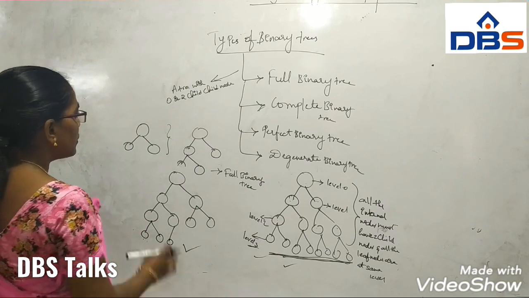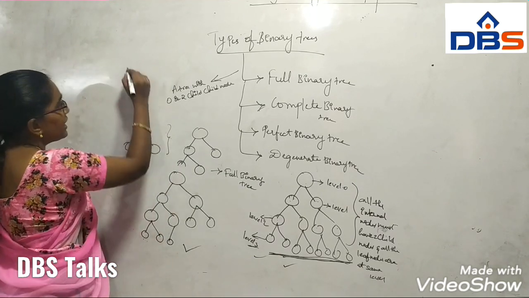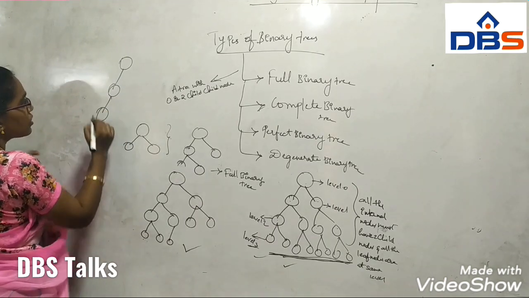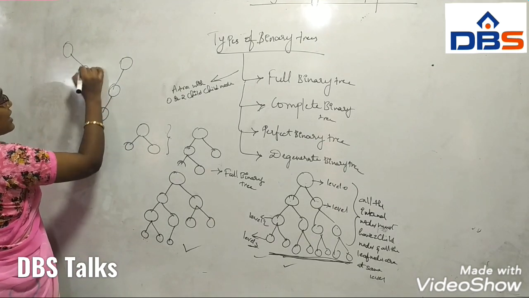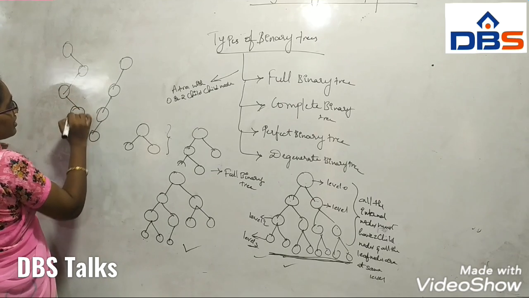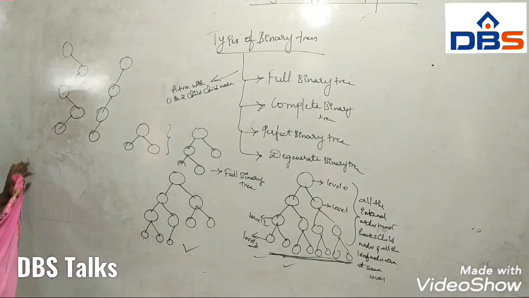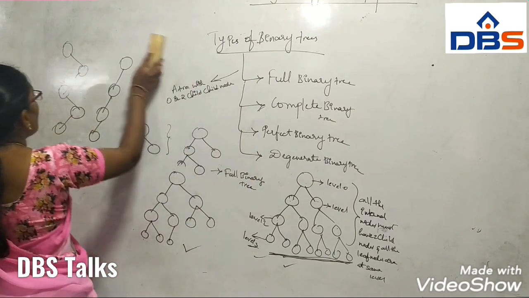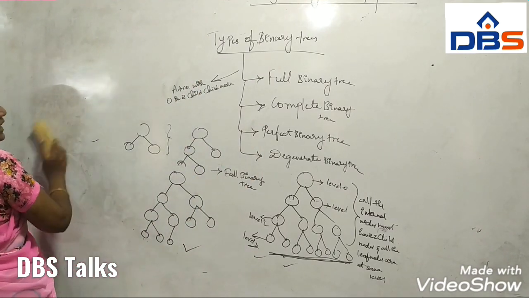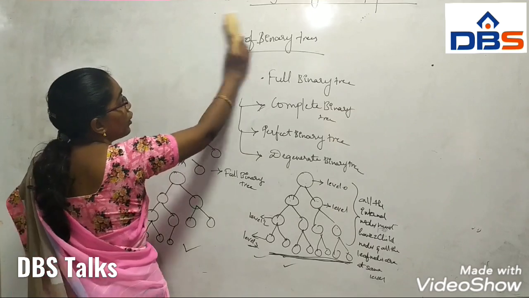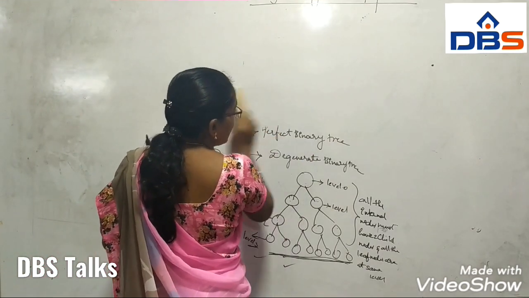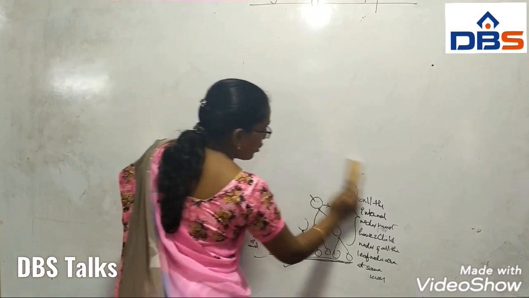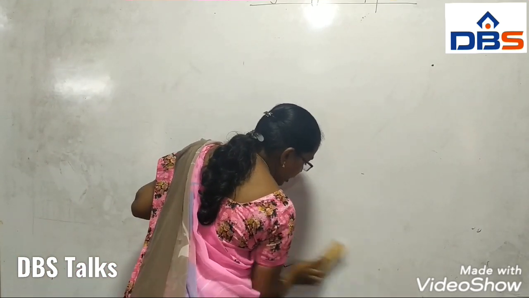The degenerate binary tree must be like this or must be like this. It does not have any rule. Okay? Now let us see how we are going to represent this binary tree in the computer memory.